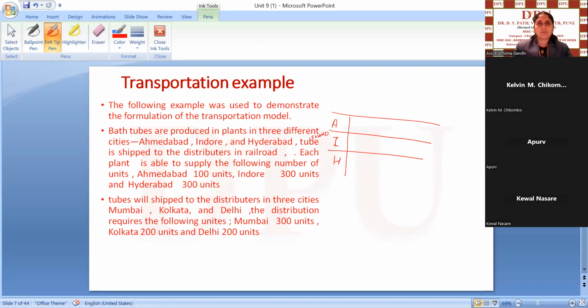Bathtubs are produced in the plants of three different cities: Ahmedabad, Indore, and Hyderabad. Tubs are shipped to the distributors by railroad. Each plant is able to supply the following number of units.